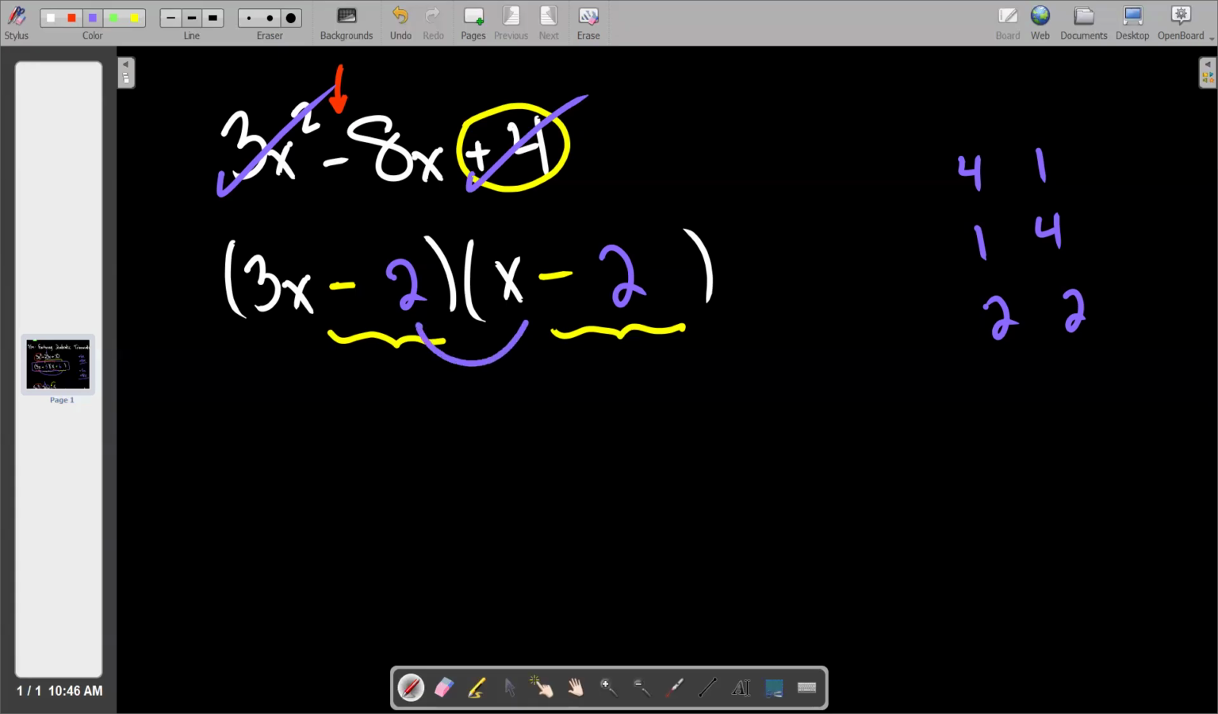What do these 2 make? What do these 2 make? Add those together, what do you get? And we are done.